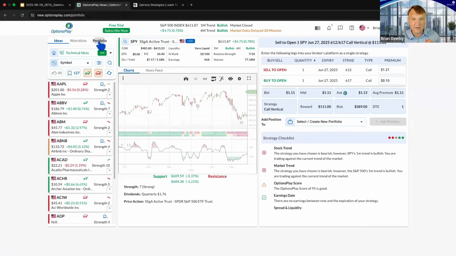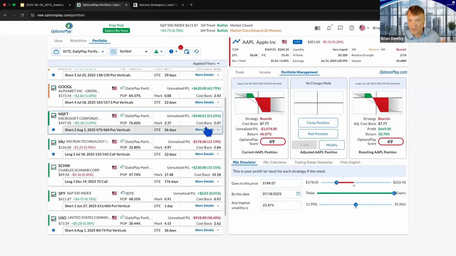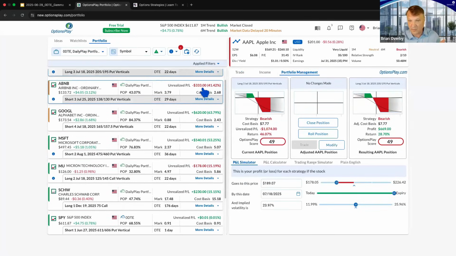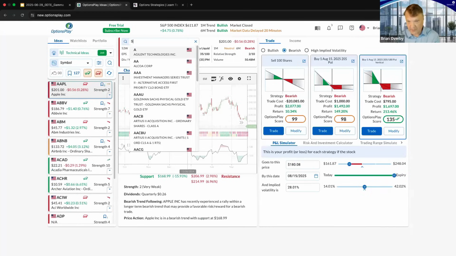Where do I see the P&L? Right here. Like, for example, I'll look at one that's up and one that's down. We did an Airbnb that's down, unrealized profit and loss down 40%, and the Google is up 63%. All right. Let's go back to the SPY.